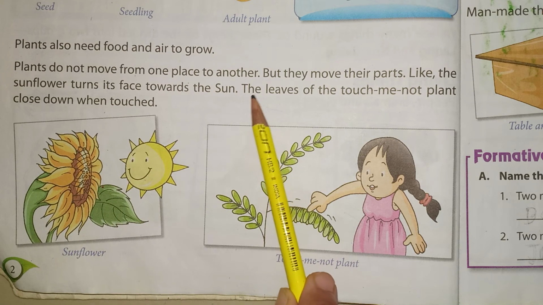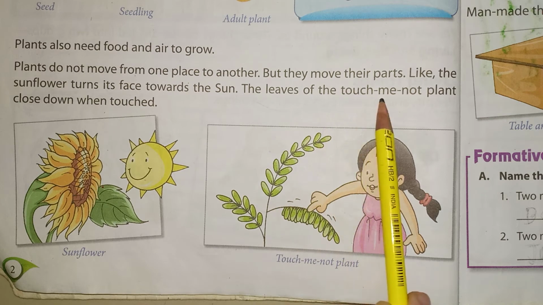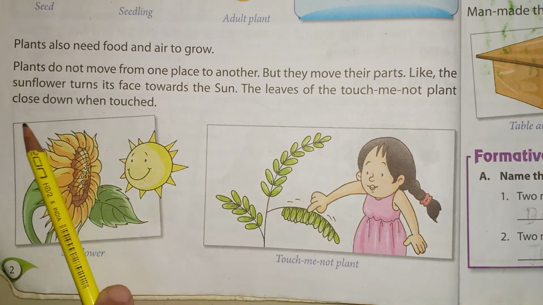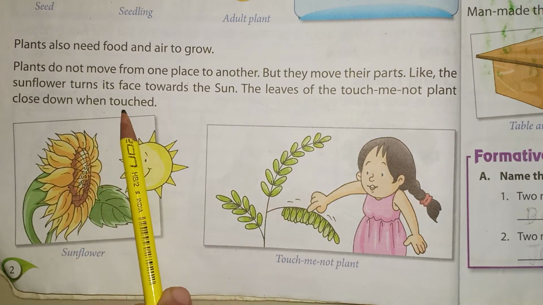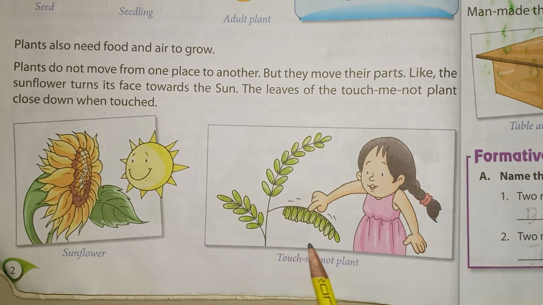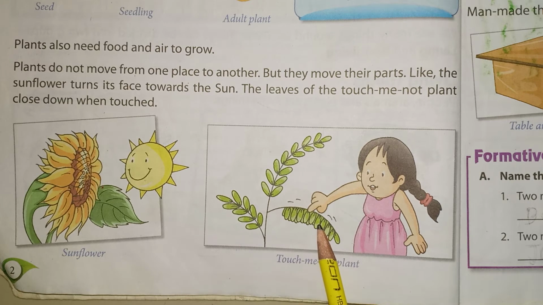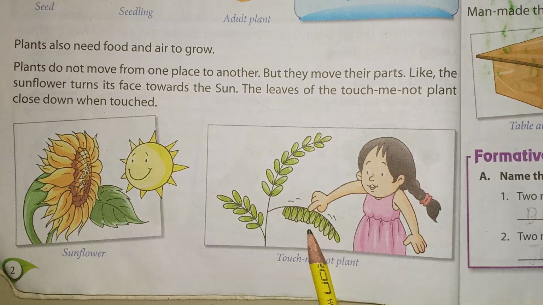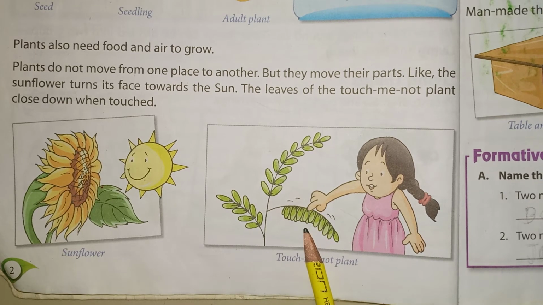The leaves of the touch-me-not plant close down when touched. See here, the touch-me-not plant. When you touch it, its leaves close. So this way the plant shows movement.